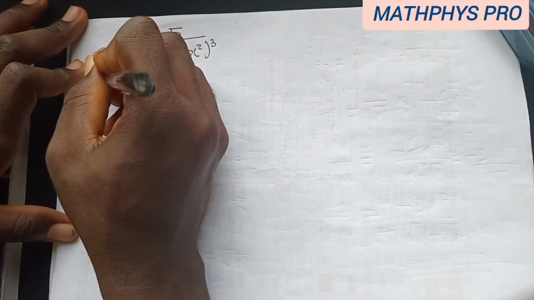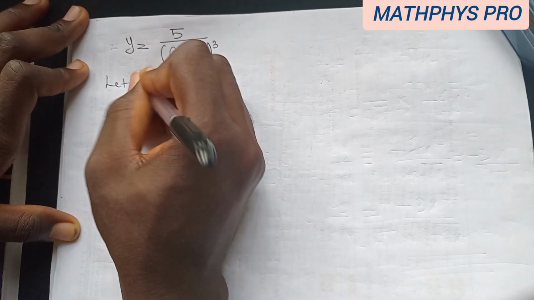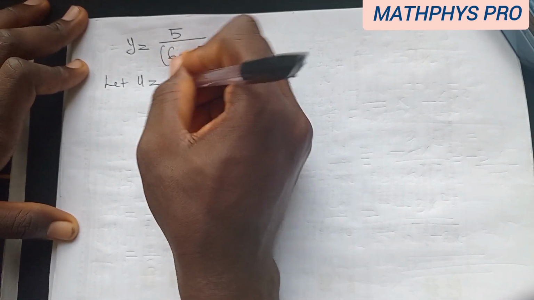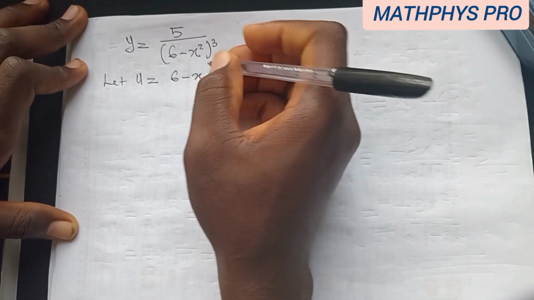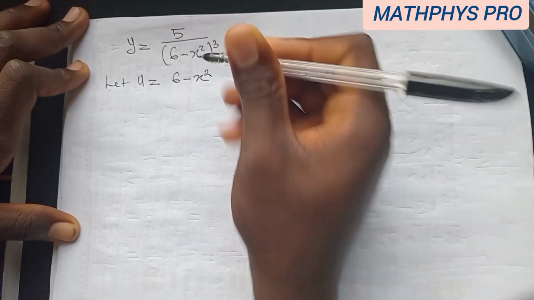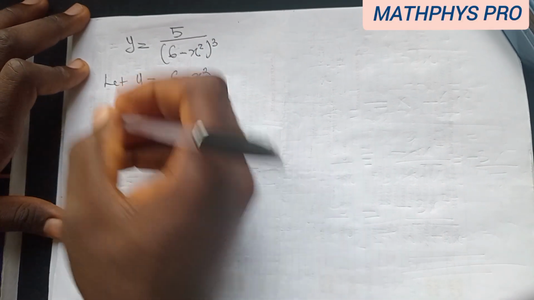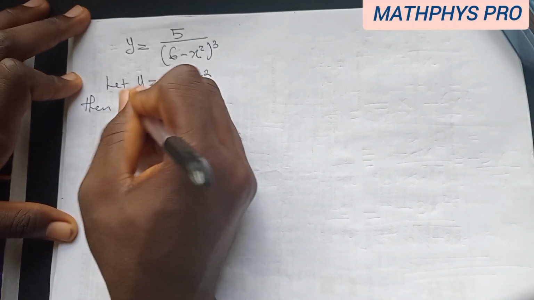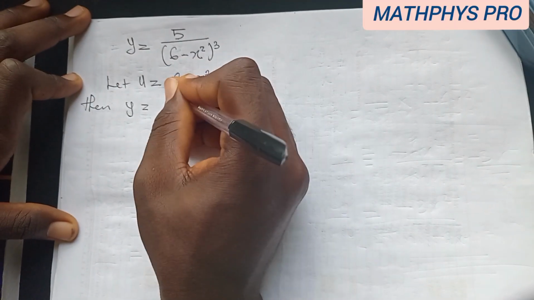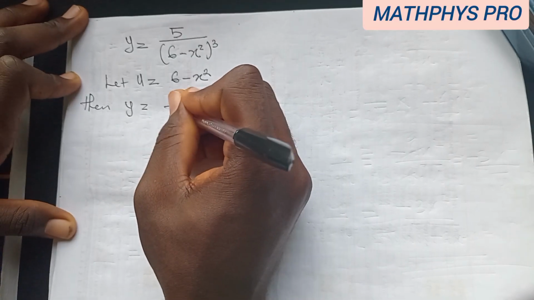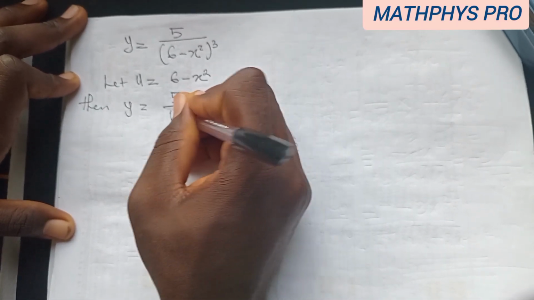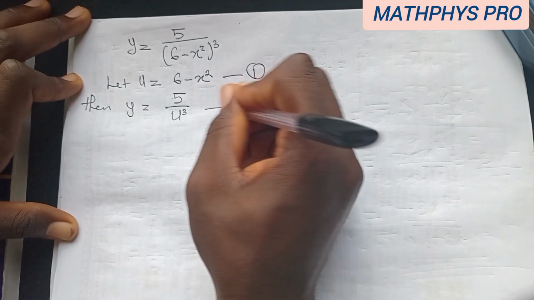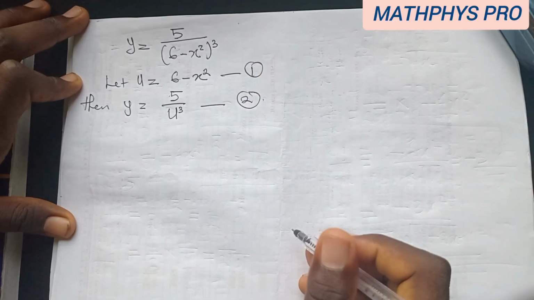So now we can say that let u be equal to 6 minus x squared. So now we can say that then y will be equal to what? 5 over u raised to power 3. Let's call this equation 1 and call this equation 2.